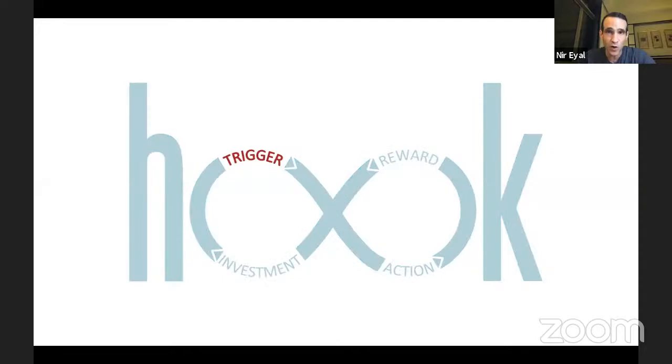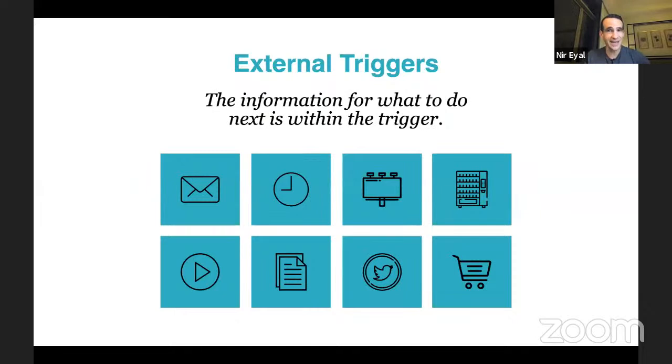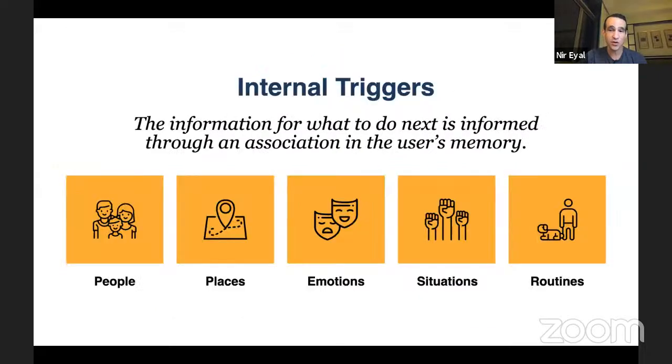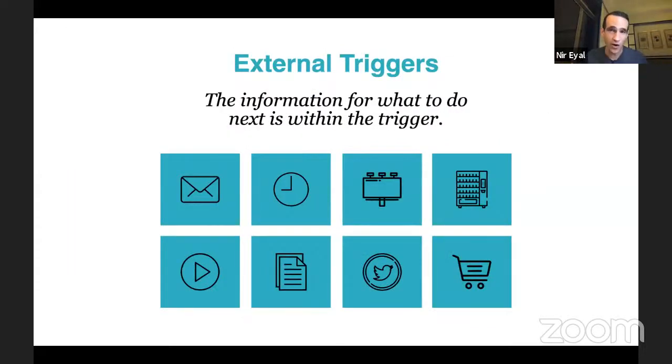So step number 1 is the trigger phase. The trigger is a call to action. It tells us what to do next. Now, there are 2 types of triggers. The first type of trigger is what we call an external trigger. An external trigger is where there is some piece of information that tells the user what to do next. Something in our environment that gives us information for what to do. It can be a ping, a ding, a ring, anything in our outside environment that gives us information for what to do next.